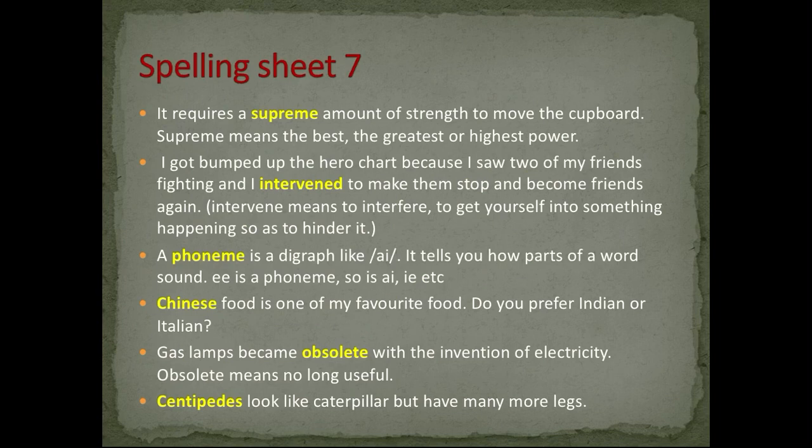Gas lamps became obsolete with the invention of electricity. Obsolete means no longer useful. This is an obsolete book. That means this book is not useful anymore. This is obsolete.